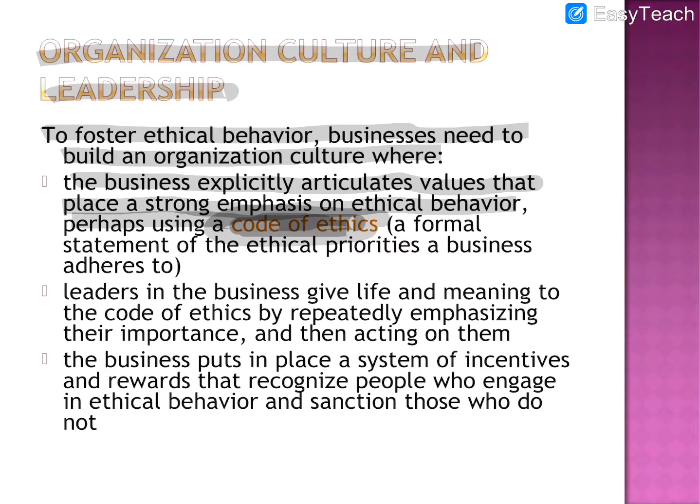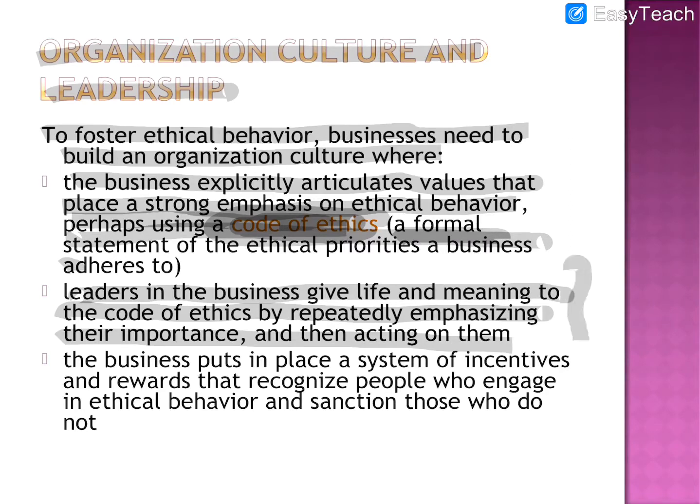One of the ways you want to build the organizational culture, you must have a code of ethics. What is a code of ethics? Actually a formal statement of the ethical priorities of a business. Then we have a leader in the business who gives life and meaning to the code of ethics by repeatedly emphasizing its importance and then acting in accordance with it.